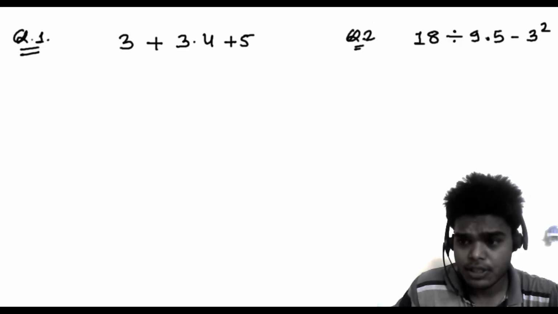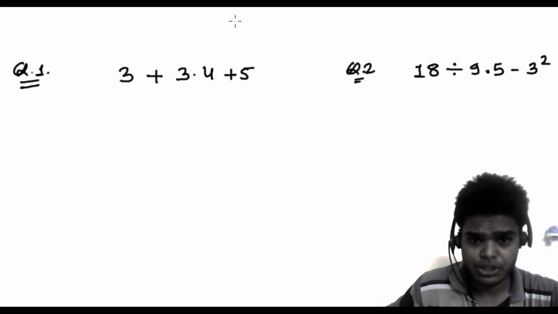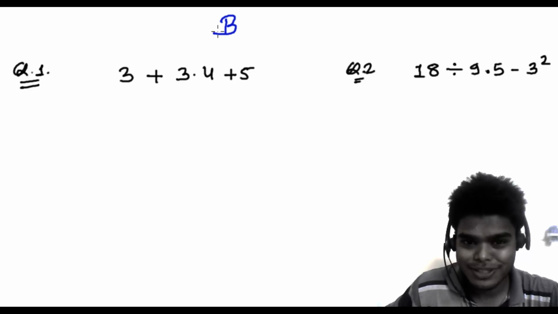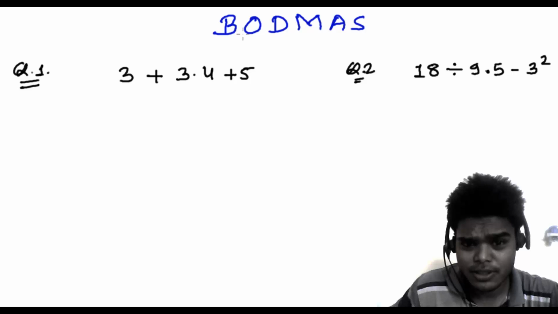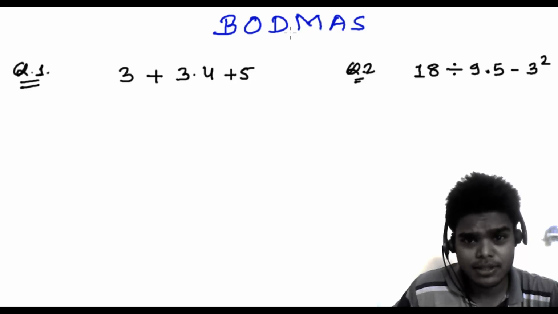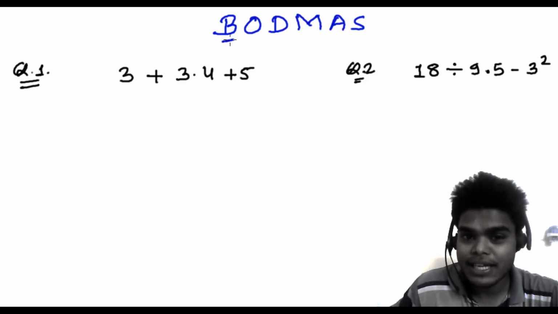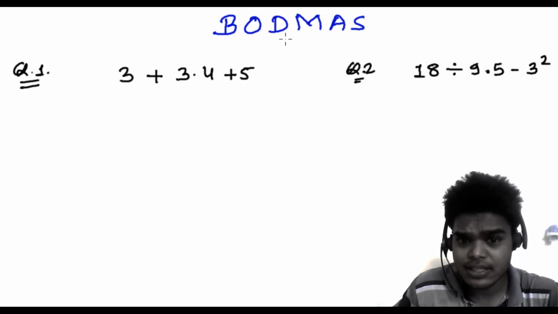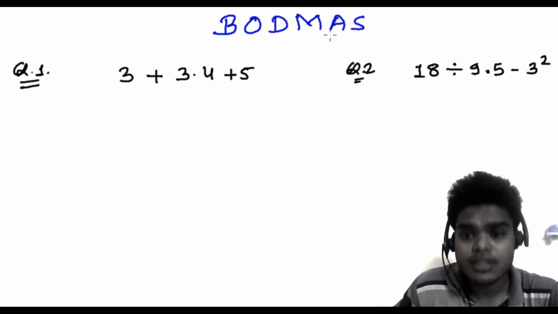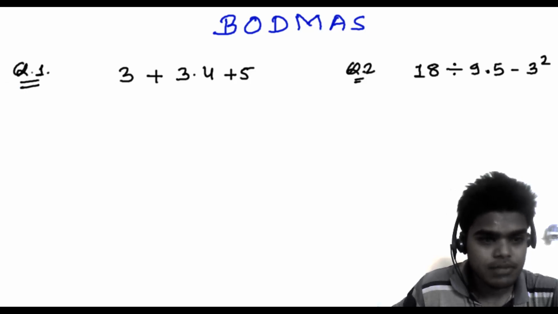Okay, so first you already see the question, so before starting I want to write here BODMAS. It means bracket we need to do first, and then other things, then division, then multiplication, then addition, and then subtraction. Okay, so let's go ahead.